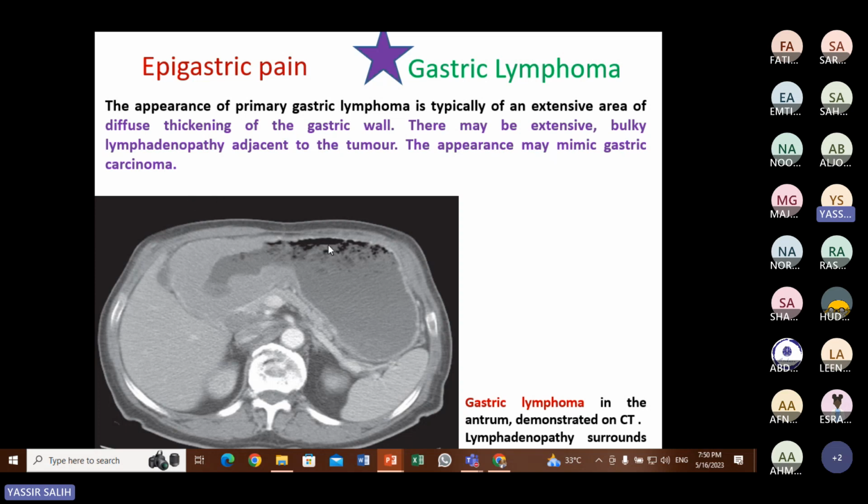So if a patient presents with, for example, loss of weight and abdominal pain, and the CT demonstrates diffuse thickening of the wall with para-aortic lymphadenopathy, we have two differential diagnoses. You must know the differential diagnosis: gastric carcinoma or gastric lymphoma.